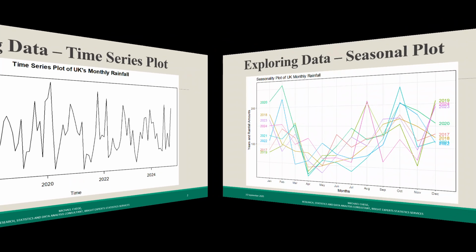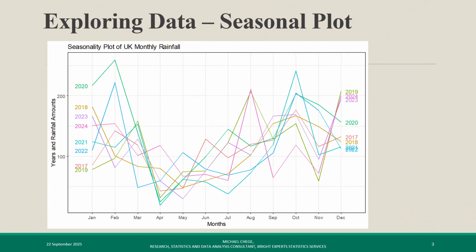This seasonal plot reveals rainfall behavior across months and years. We see recurring patterns, some months consistently wetter than others. Seasonality is clearly present, and our models must account for it.